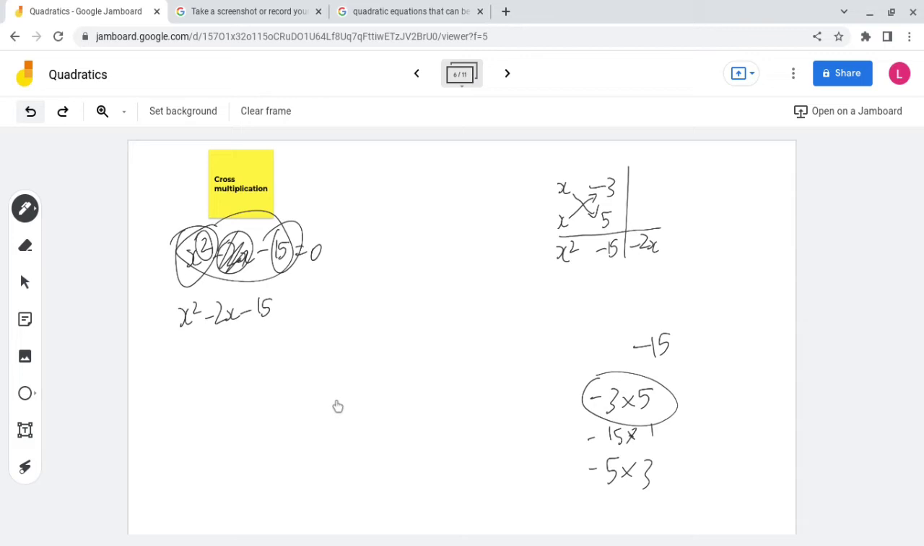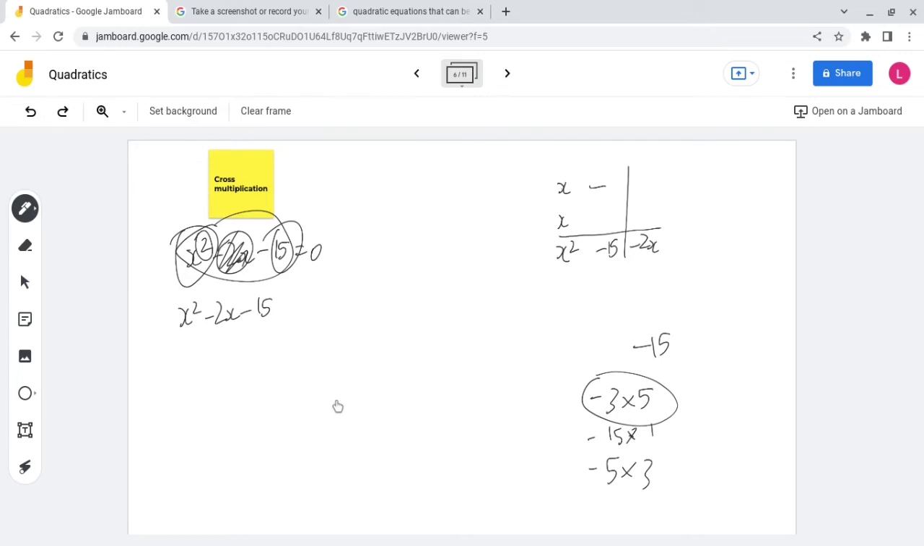So x times 5 will give you 5x, and x times negative 3 will give you negative 3x. And what you would do here is add those two together. But in this case, negative 3x plus 5x would give you 2x, right? Quick math. And that is not what we want to get. We want to get negative 2x, alright?